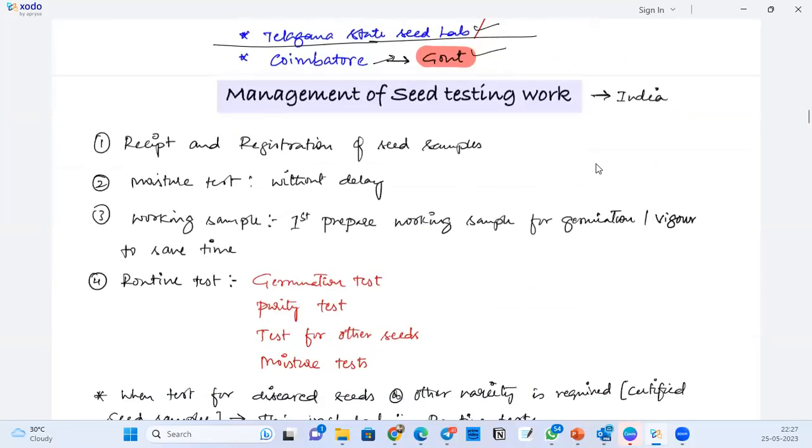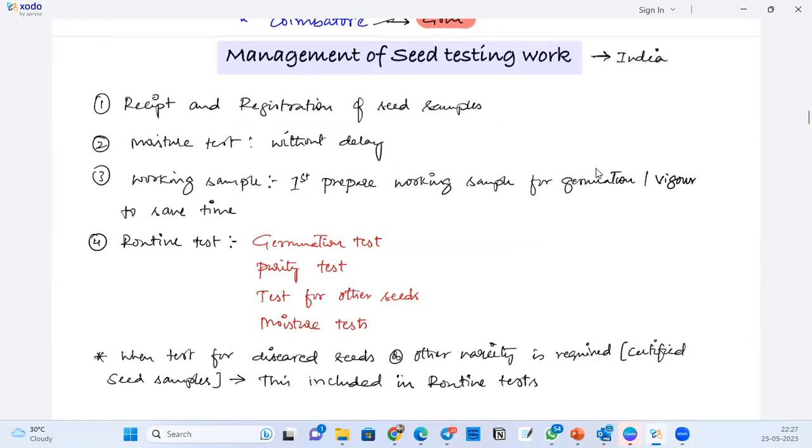Okay, so how is the management of seed testing work done in India? It starts with the receipt and registration of the seed sample. Once the seed samples are brought to the lab, their registration is done. After the registration, the moisture test is the first one to be done without any delay, and they will prepare the working samples based on the tests that need to be done.